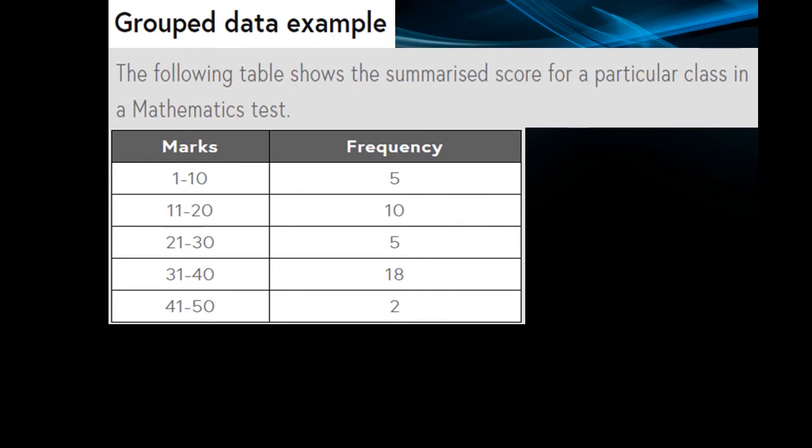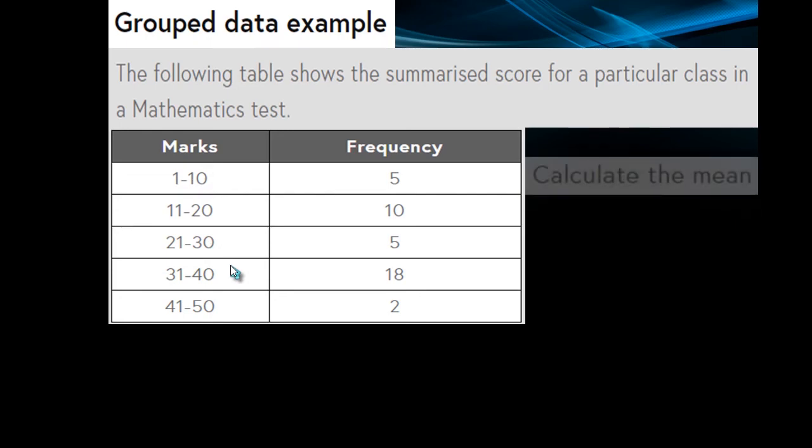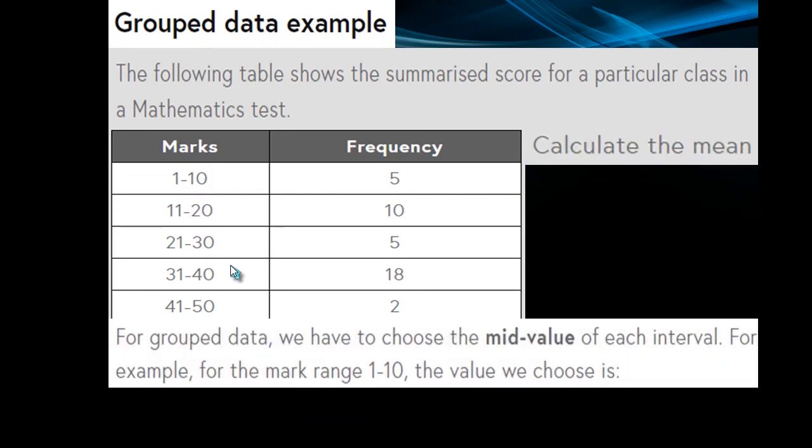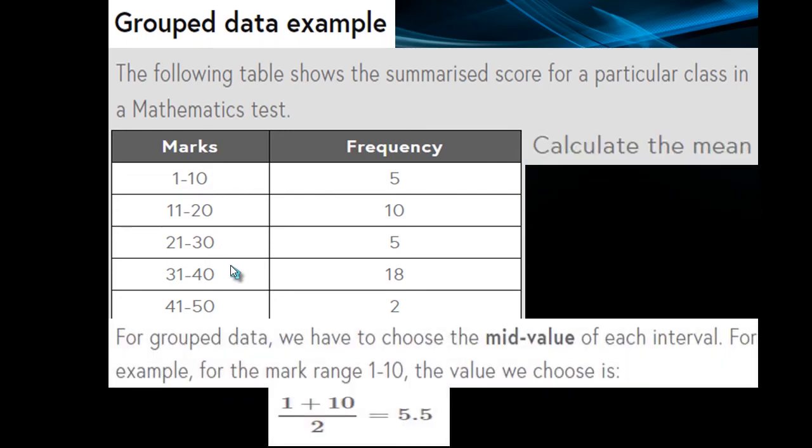Now if you try to find the mean here, you can say that you have grouped data. In the previous example there was just a list of data. So in this case you will also use the formula, but before that you need to find the mid value for each class. For 1 to 10 the frequency is 5. To find its mid number, it will be 1 plus 10 divided by 2, and you get the mid numbers.